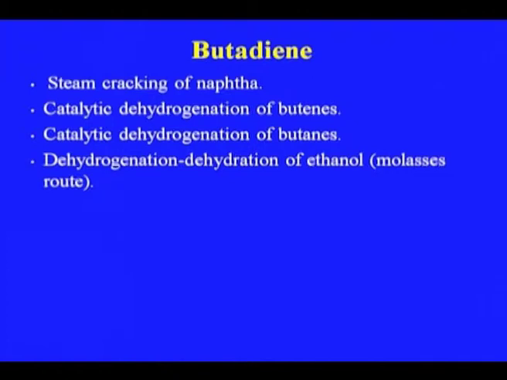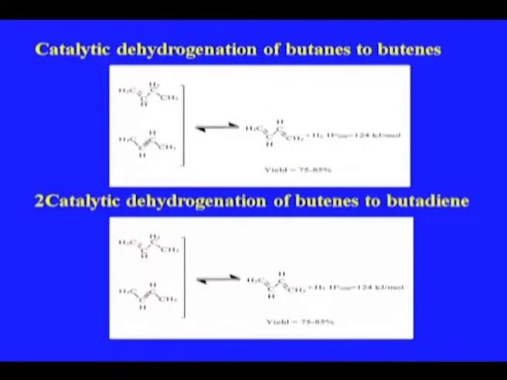SBR was started long back in Bareilly, at Synthetics and Chemicals Bareilly, before the coming of the cracker plant. So the sources were catalytic dehydrogenation of butenes and dehydrogenation of ethanol. This was the process used for butadiene earlier, when it was not available from the cracker plant. This is the reaction taking place in the catalytic dehydrogenation of butenes to butadiene. This is also butadiene.